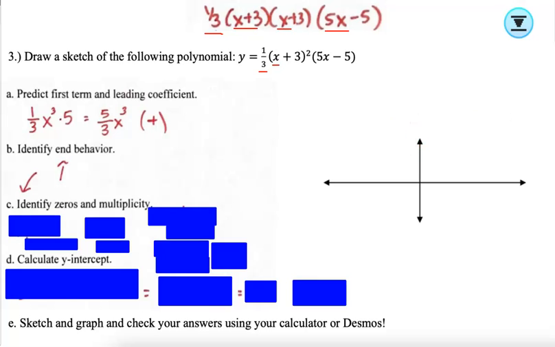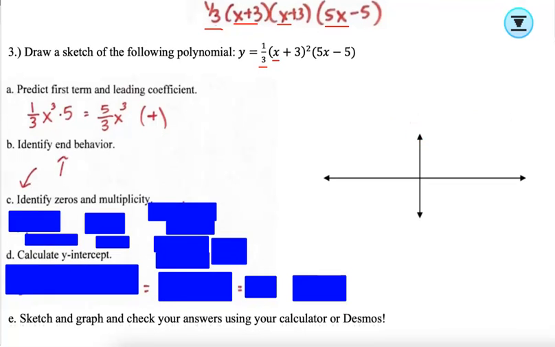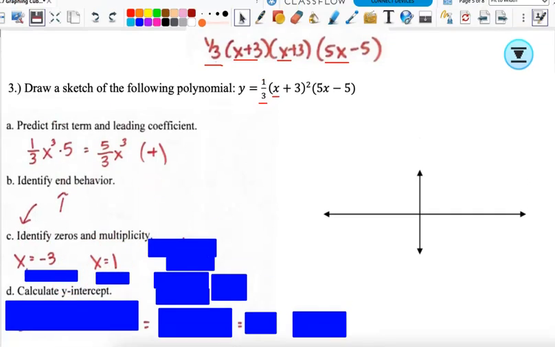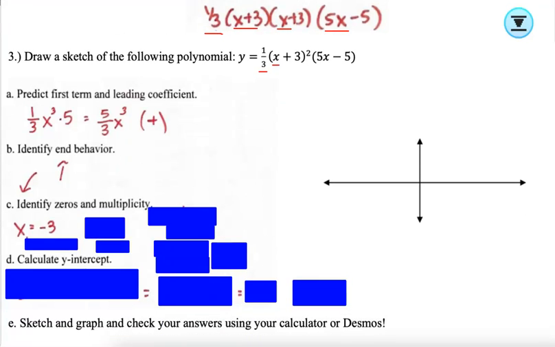Now the hard part is finding the zeros and multiplicities. This 1/3 in front I can kind of ignore because there is no x attached to it, and I only care about solving for my x-intercepts. So one of your zeros is going to be a -3 from switching our sign. Now you do have a multiplicity, so you got a multiplicity of a 2. So it is going to bounce off the x-axis because it is squared.